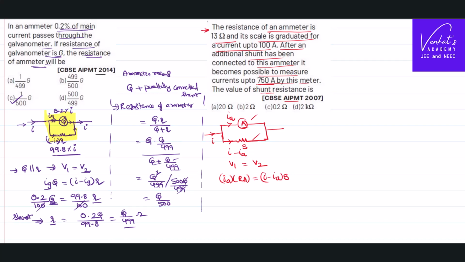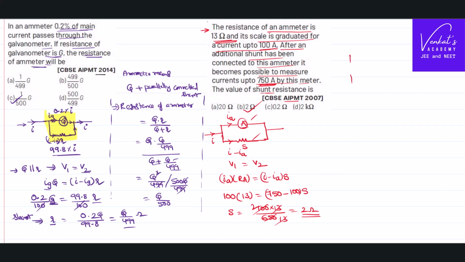Right, but we have to calculate the resistance of the shunt. IA is given as 100 amperes. The resistance of the ammeter is given as 13. I minus IA becomes what? The total I when you add a shunt is 750, minus IA, which is 100. And the shunt resistance we have to calculate. The shunt is 100 into 13 by 650. 650 is 50 13s, so 13 will cancel 50 13s. So 2 ohms is the answer that remains. That is the shunt that is connected.